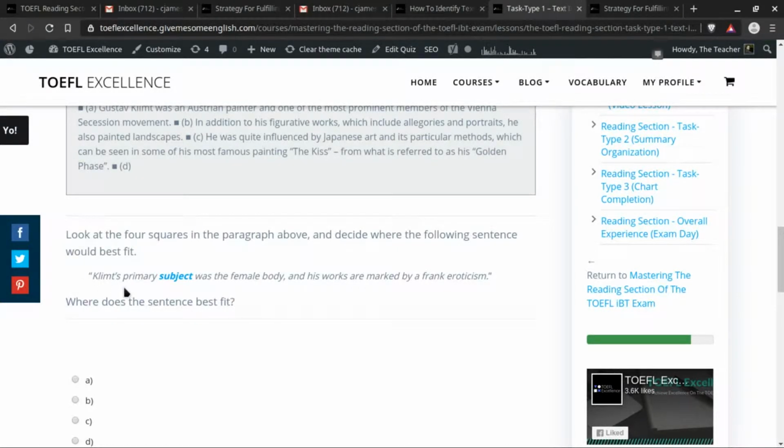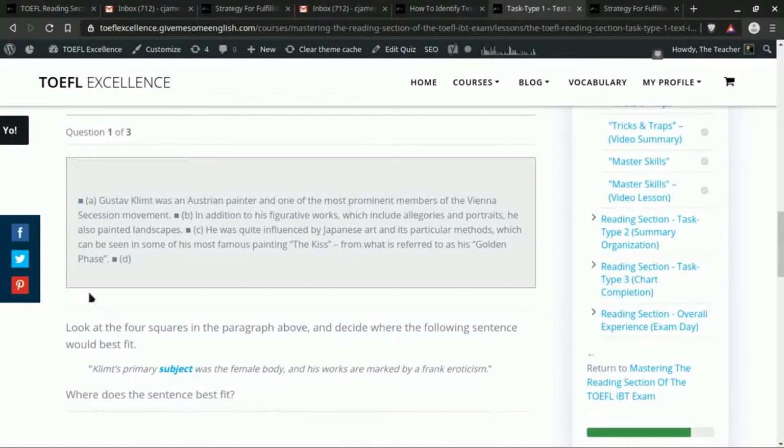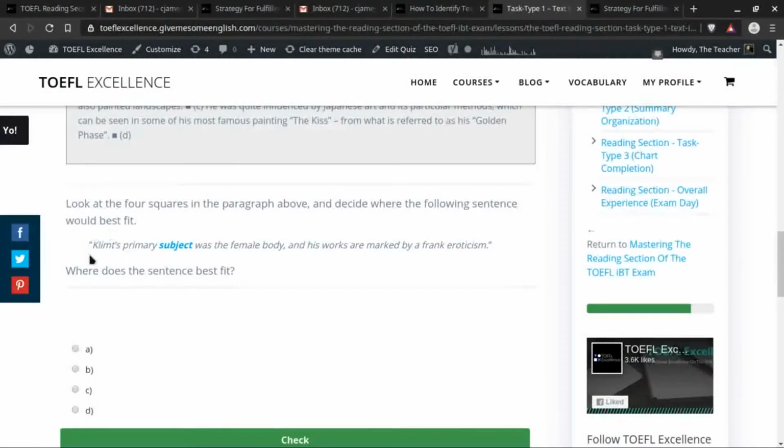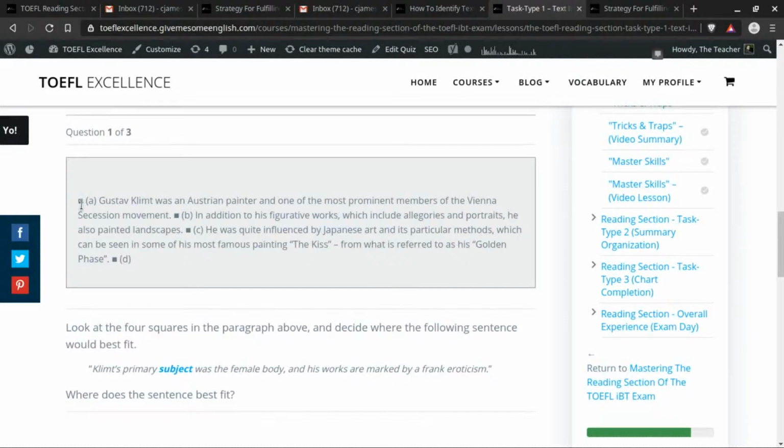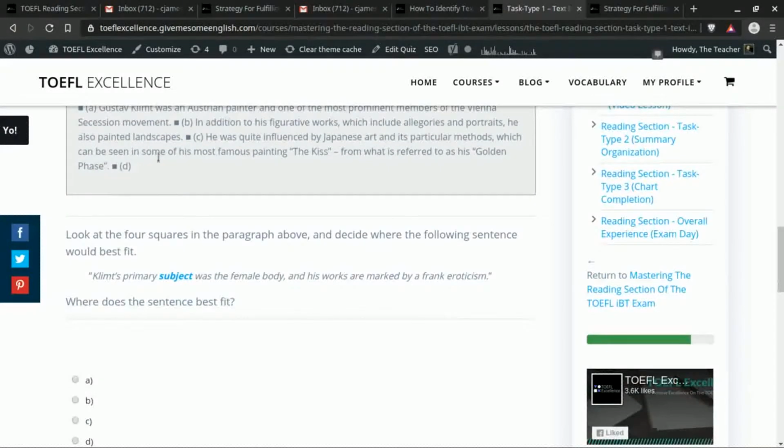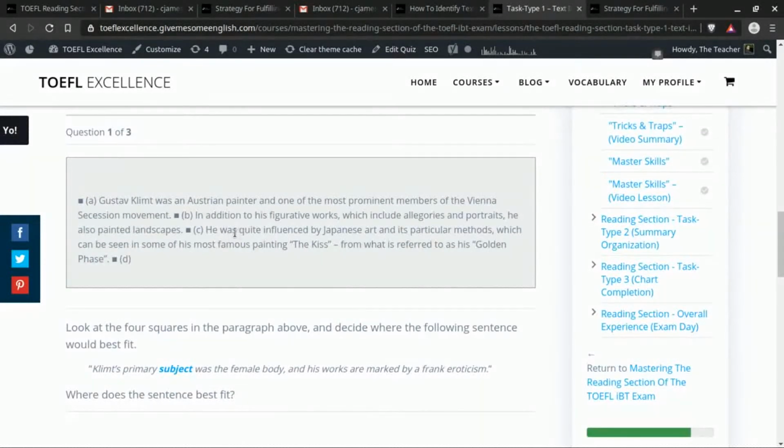So one of the quick time savers you can do here is scan for the person's first name. And here we say Gustav Klimt, okay? And here they're just referring to him as Klimt. So we know immediately it's not going to go there. So we only have 3 boxes to refer to now.